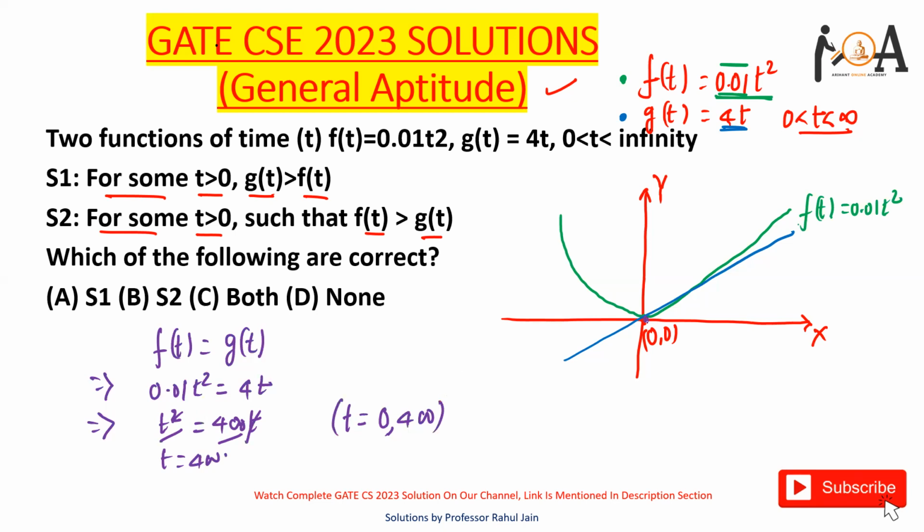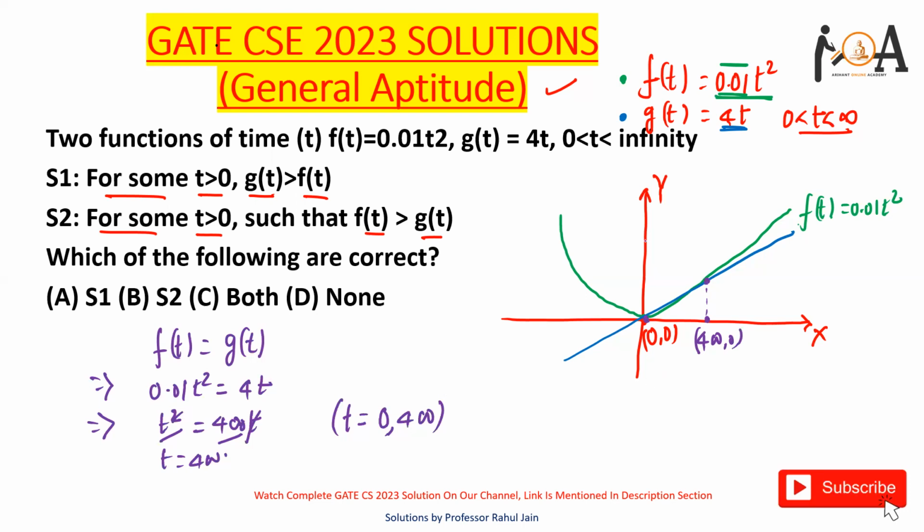So 0 is one value, which means that it is intersecting with the parabola, and one more value is 400. Let's say this value is 400, right? Now, what does that mean? It means that at this particular location, which has value 400 on the x-axis, they have an intersection. And this is the point 0 comma 0.